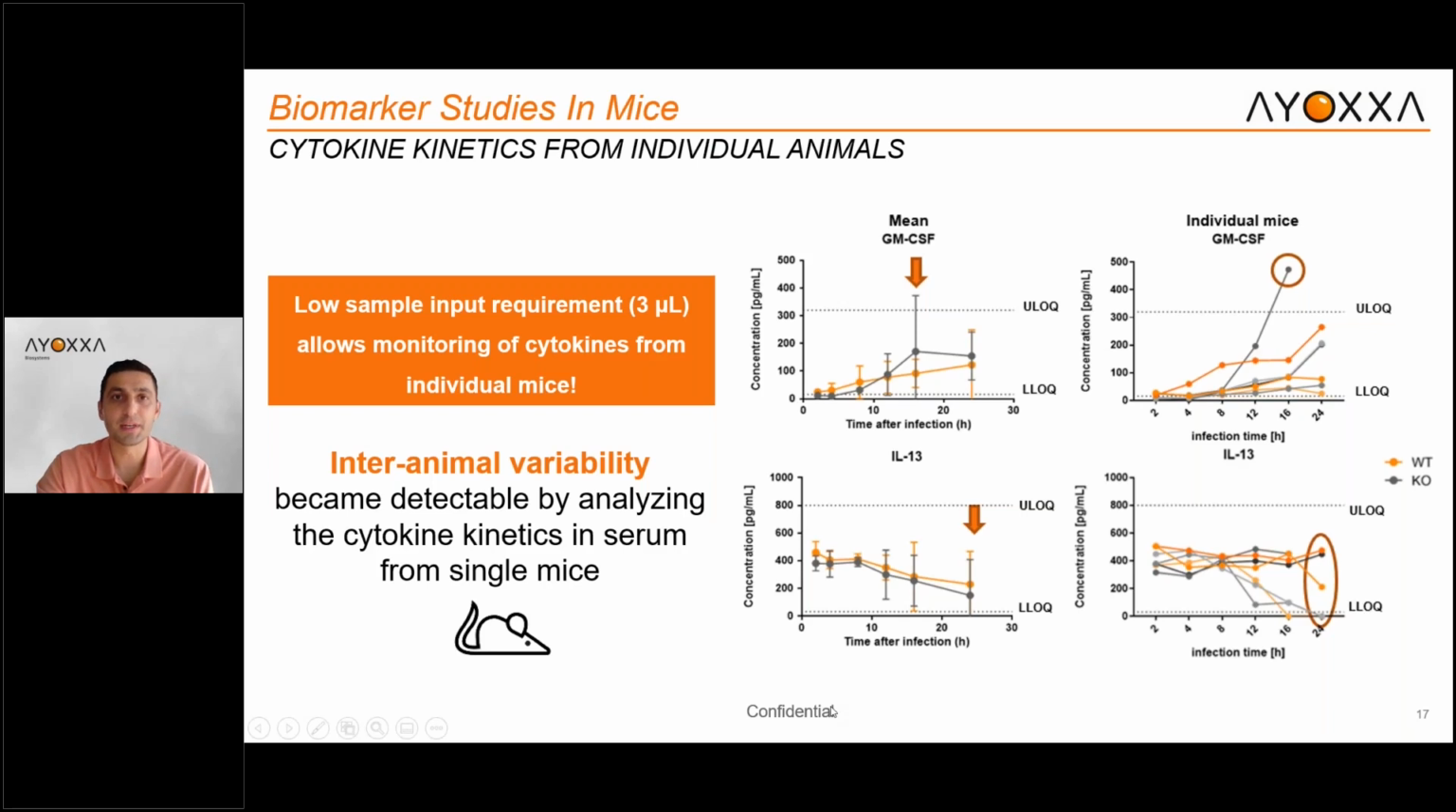But pooled samples can also increase inter-animal variability and can leave you guessing what may have happened, as shown here for both the mean graphs from GM-CSF as well as IL-13. But by conducting the single animal kinetics, now you have the option of looking at each individual animal and seeing which animal may have caused an increase or decrease, or is just not within the norm, and then you can go ahead and further analyze your results.